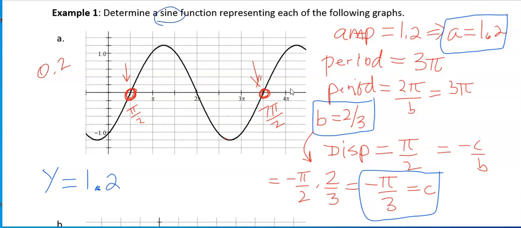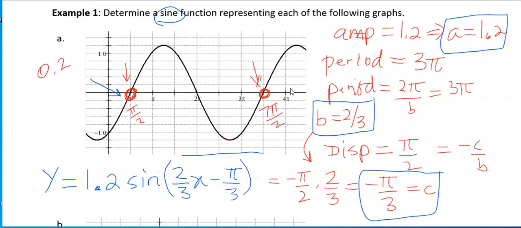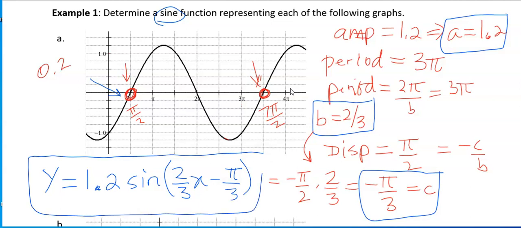We had to get it as a sine function, and remember, I used my starting point, right? This was the starting point for sine. And I write down the word sine. And my B was 2/3, so that's 2 over 3x. And my C is minus pi over 3. And there you go. There's your equation for that function.